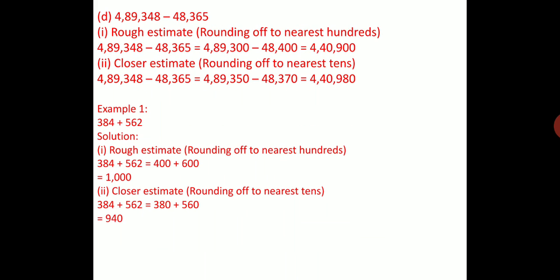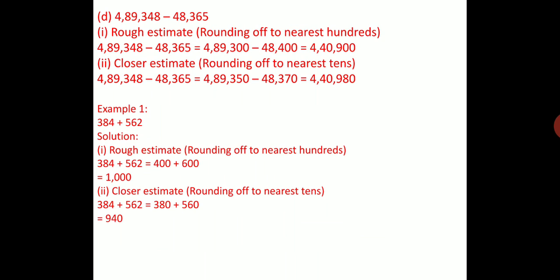You can see easily it is 4,89,348, and the next number is 48,365. Now first, the rough estimate rounding off to the nearest 100. What is the nearest 100 to 348? It is 300 only. So it comes 4,89,300. Now what is the nearest 100 to 365? It is 400. So it comes 48,400. Now the answer comes 4,40,900. Now the closer estimate of the same problem to the nearest tens.